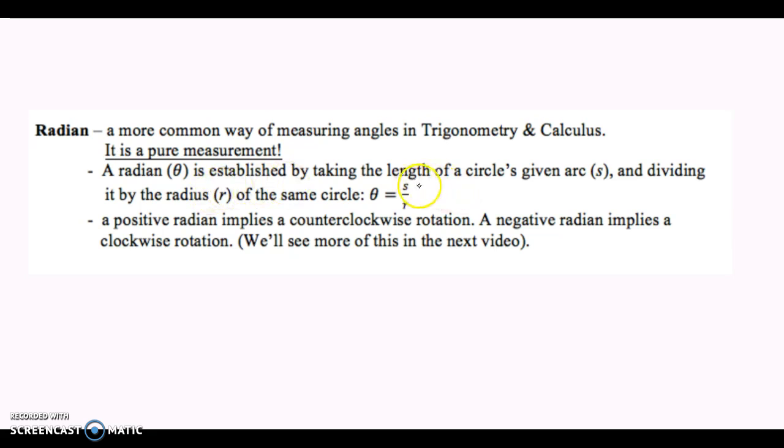A radian is established by taking the length of a circle's given arc, which we'll denote as s, and dividing it by the radius r. So theta is equal to s over r. This little formula is not going to be used at all really in calculus, but I want you to know what a radian is. A positive radian implies counterclockwise rotation. A negative radian implies going backwards, clockwise rotation. It's interesting that we say clockwise is backwards, but let's not get lost in semantics.